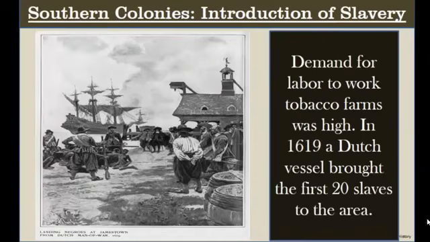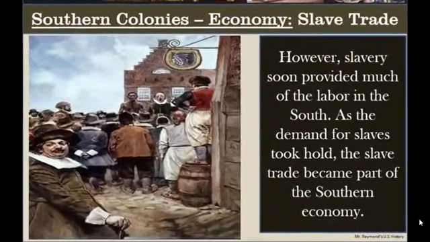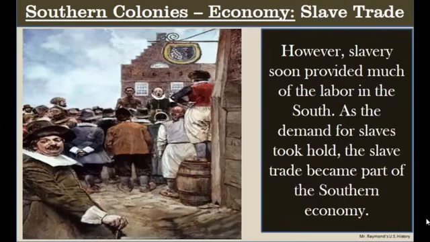Tobacco and other cash crops required large amounts of labor, and in 1619, a Dutch vessel brought the first 20 slaves into Jamestown. At the time, many settlers came to America as indentured servants who had their passage paid in exchange for working off the price of their ticket to the New World for a certain length of time. However, slavery soon provided much of the labor in the South.